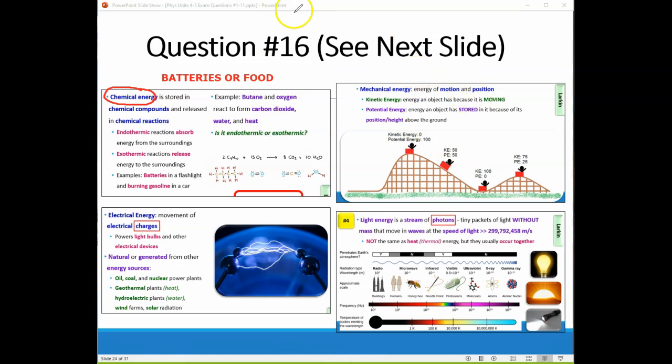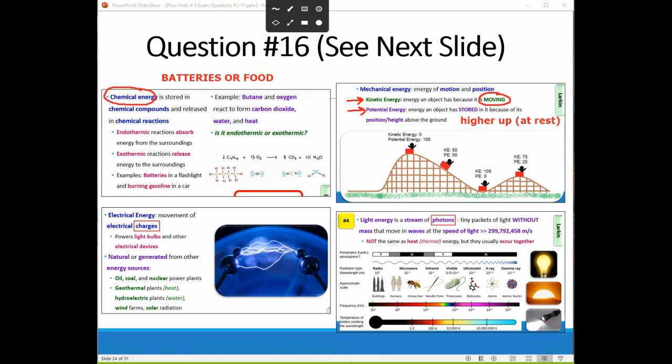Mechanical energy, there were two different types of mechanical energy we learned about. We learned about kinetic energy. Kinetic energy is the energy of motion. So if an object is moving, it has kinetic energy, whereas potential energy is the energy of position or stored energy. So the higher that you are, the more potential energy you have. So this is when you're higher up, and when you're at rest at the highest point, that's going to be the most potential energy. Okay.